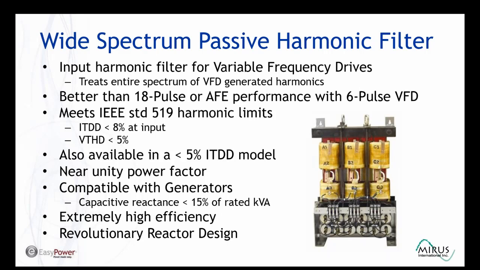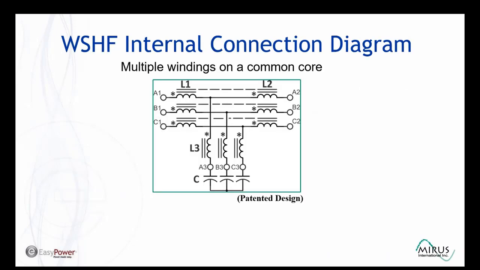As we've shown earlier, by removing the harmonics, we can restore the power factor to near unity. We can ensure compatibility with generators by making sure that the capacitive reactance never exceeds 15% of the rated kVA value. They're extremely high efficient devices, and the key is in their reactor design. This slide shows a typical configuration.